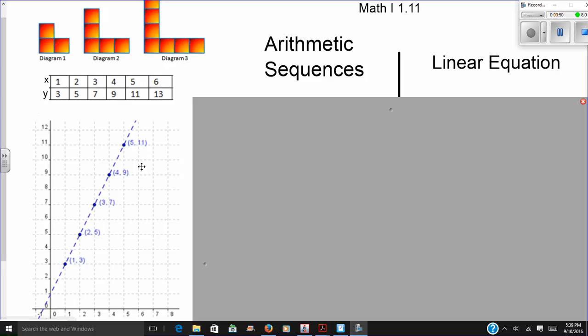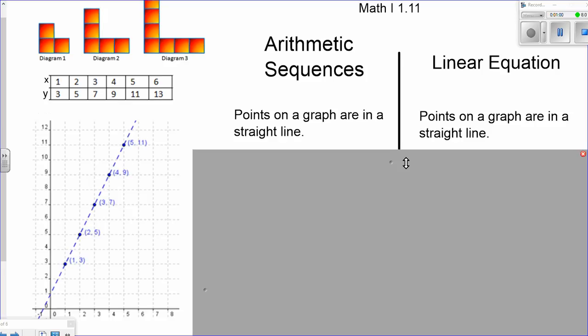So we're going to take a look at this and determine how, if we look at it as a linear equation or as a linear situation, that might be different. Okay? So let's first take a look at the graph itself. In an arithmetic sequence and in a linear equation, the points on the graph do always land in a perfectly straight line. We notice that on the graph here we have a nice straight line.